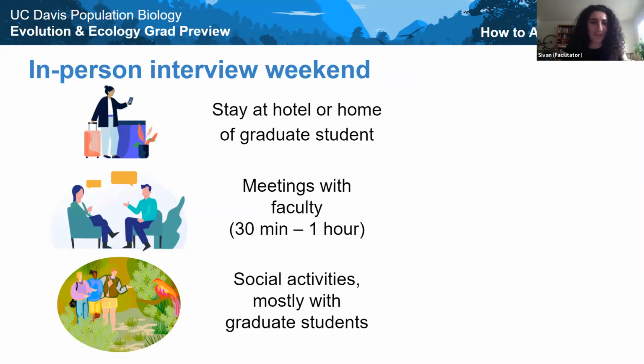You typically travel to the university for a long weekend from Thursday night to Sunday, and you'll most likely stay in a hotel that's paid for, or in the home of a graduate student. One of the days will be dedicated to visiting campus and meeting with faculty in the program. These meetings last around 30 minutes to an hour, and you'll probably meet somewhere around 5 to 8 faculty. You will likely get a schedule ahead of time. Some of these faculty will be the potential advisors that you've listed in your application, and some will be on the admissions committee.